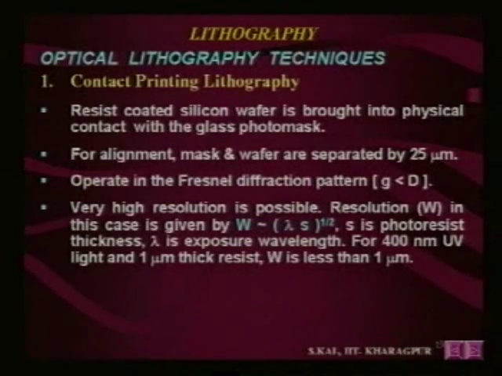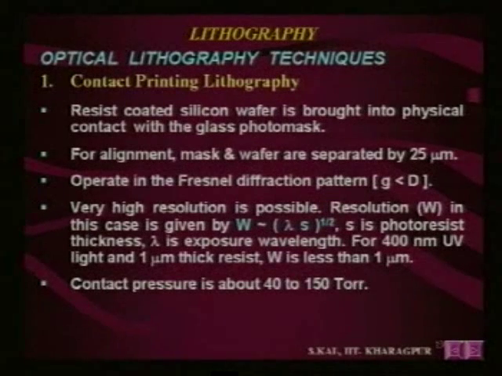So that's why, if you decrease the wavelength of the ultraviolet light from 400 nanometer to say 200 nanometer, high resolution is possible. That means the minimum feature you can resolve is of small dimension, smaller compared to the earlier. Contact pressure during exposure is about 40 to 150 torr. Not only are they in close contact, but the contact pressure is nearly 40 to 150 torr.